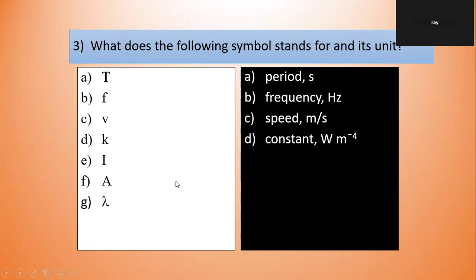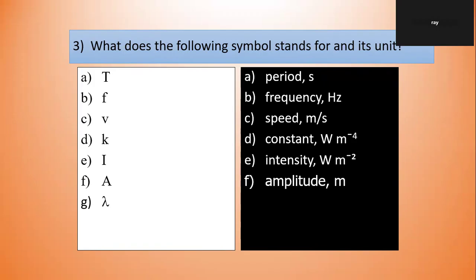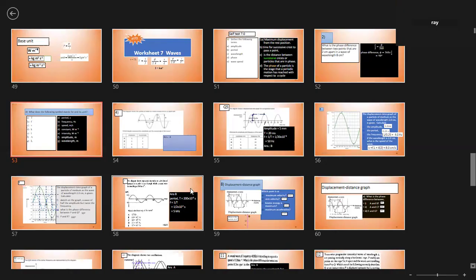I, intensity. A, what is A that we use? Amplitude. Good. Lambda, wavelength. Okay. Let's try some more questions before we go to CRO.